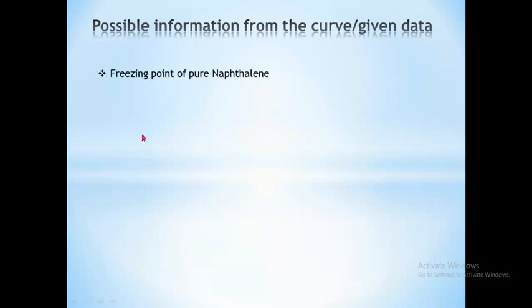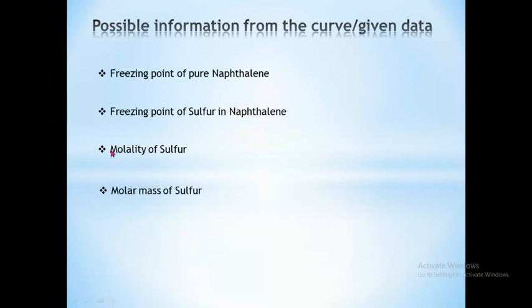What information can we get from this curve and the given data? We can determine the freezing point of pure naphthalene as earlier stated. Similarly, we can determine the freezing point of the solution of sulfur and naphthalene. We can also find the molality of sulfur from the given data, not this plot. From this molality, we'll be able to calculate the molar mass of sulfur.